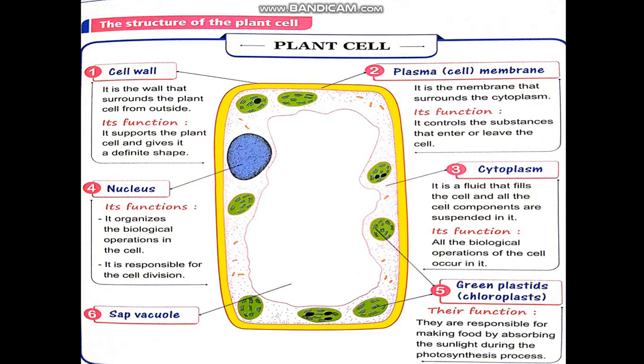Again, cell wall supports the cell and gives it definite shape. Plasma membrane controls the substances that enter or leave the cell. Cytoplasm, all biological operations of the cell occur in it. Nucleus, it organizes all the biological operations and is responsible for cell division. And finally, the green plastids are responsible for making food by absorbing sunlight during the photosynthesis process.